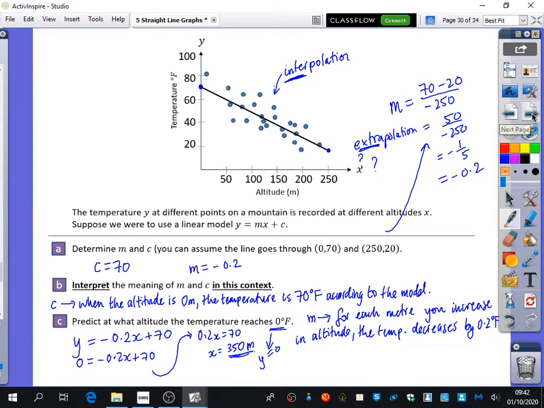So, yeah. Can you give me the definition for extrapolation? So extrapolation is making predictions outside the given range of data. And when I say the range of data, here I've been given information between 0 and 240 meters. So if I was going to make a prediction below sea level or above 240 meters, that would be considered extrapolation.